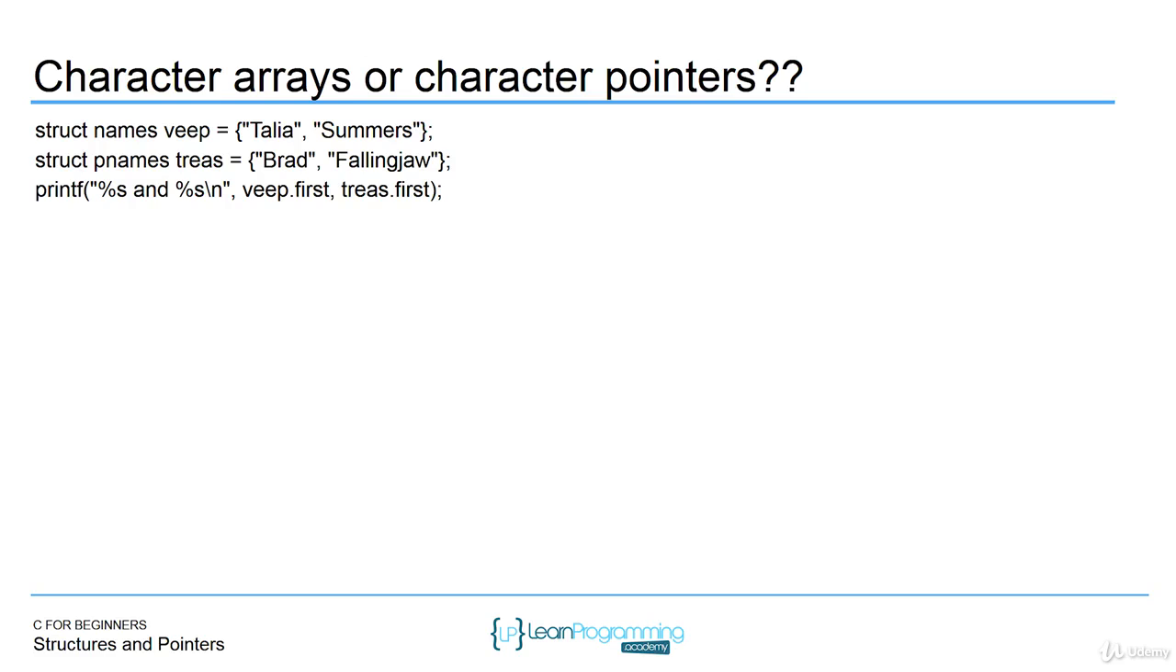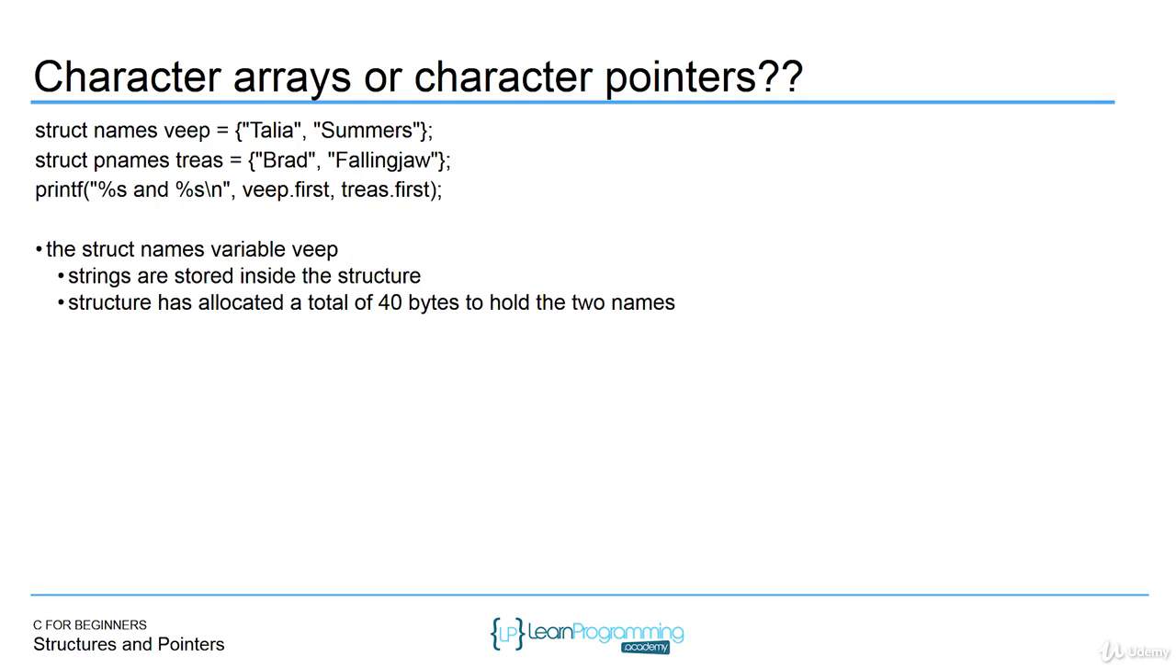So if we say struct names vip, and we say Talia and Summers, and then we say struct pnames. Remember, struct names contains the character arrays. Struct pnames contains the pointers. And here we are initializing the pointers equal to Brad and Falling Jaw. Then when we print them out, we print out the first element, which is a character array in vip, and then the first element of trez, which is a pointer to first. So the struct names variable, vip.